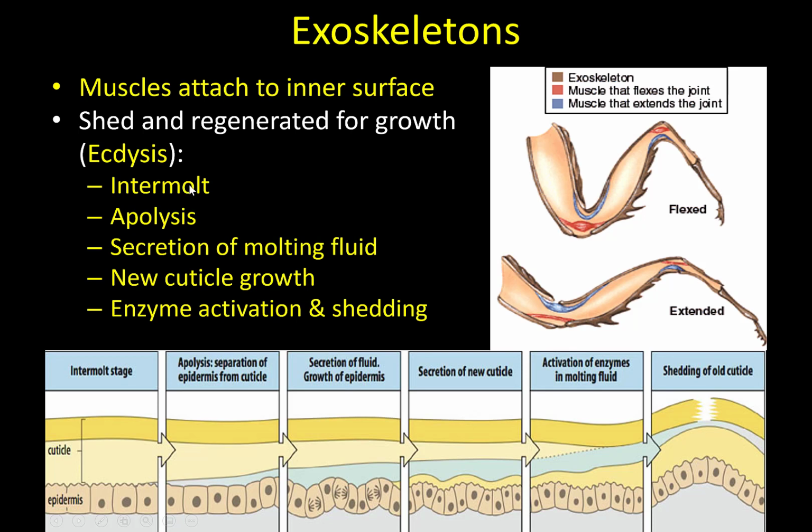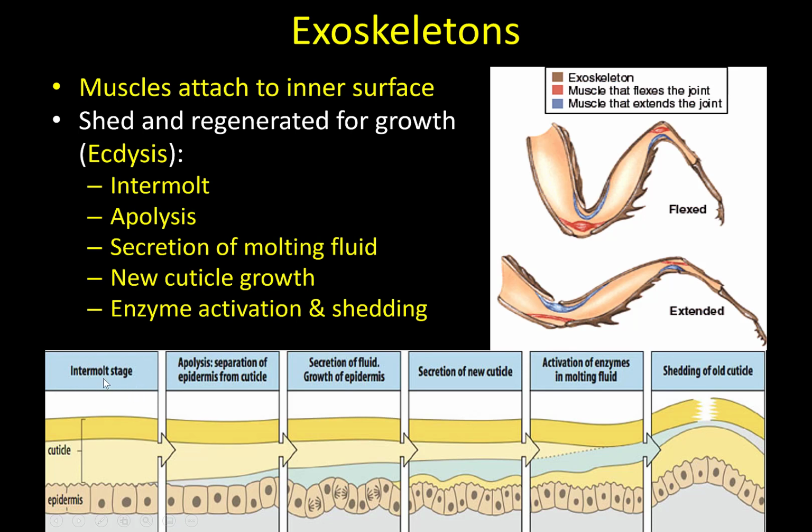Here's how the process works. Okay? It has 5 stages: intermolt, apolysis, secretion of molting fluid, new cuticle growth, and finally, enzyme activation and the shedding of the old exoskeleton. Here's how it works. We start with the intermolt stage.